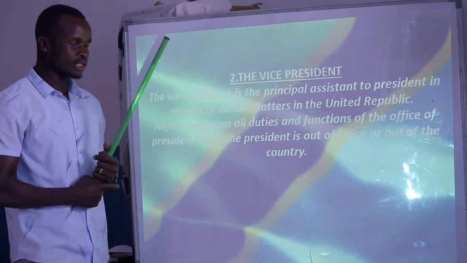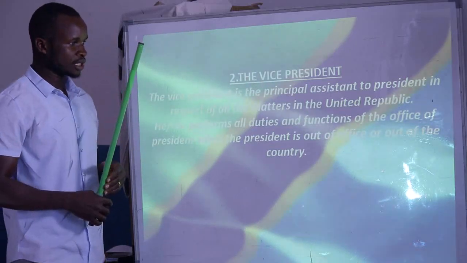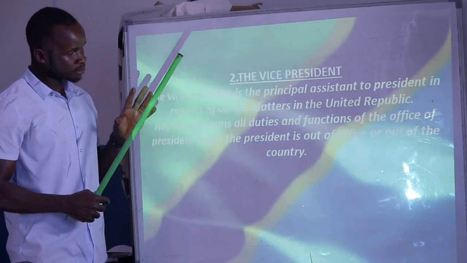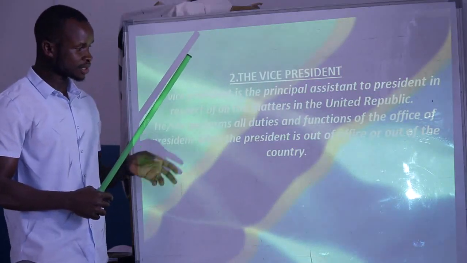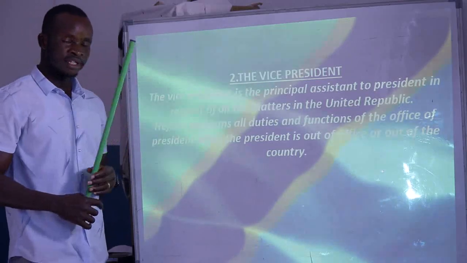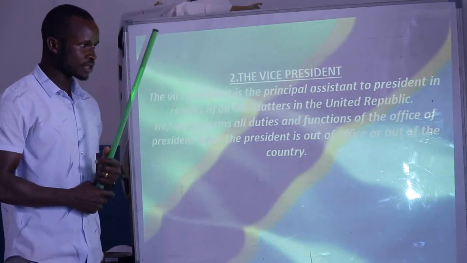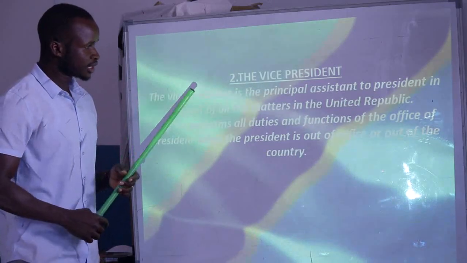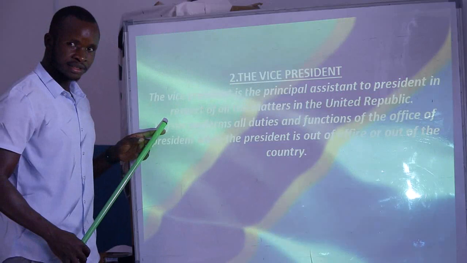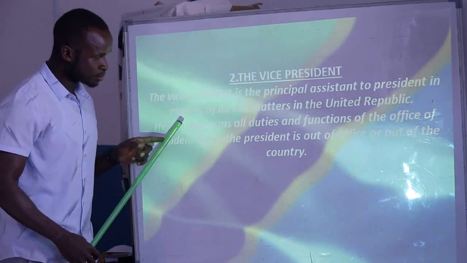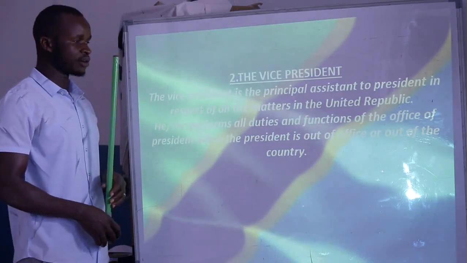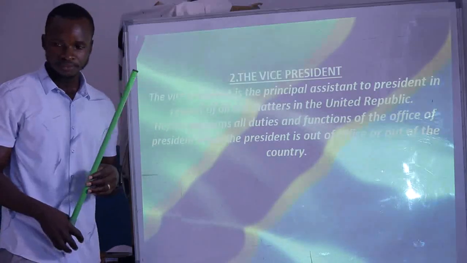The President might be out of office due to illness or other issues. So when the President is out of office, or ill, or out of the country, automatically the Vice President will take control and all functions of the President. And that's why we say here, he or she. But our Vice President is a female, so we say she performs all duties and functions of the President when the President is out of the office or out of the country.